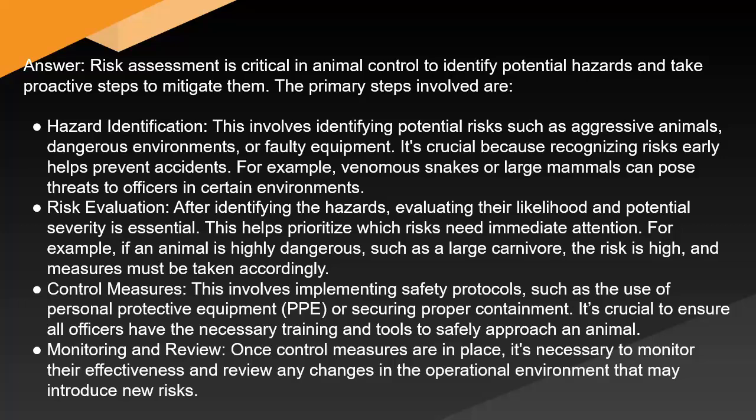The primary steps involved are hazard identification. This involves identifying potential risks such as aggressive animals, dangerous environments, or faulty equipment. It's crucial because recognizing risks early helps prevent accidents. For example, venomous snakes or large mammals can pose threats to officers in certain environments.